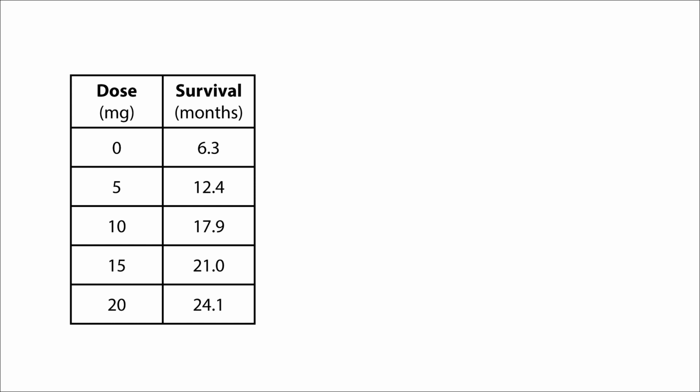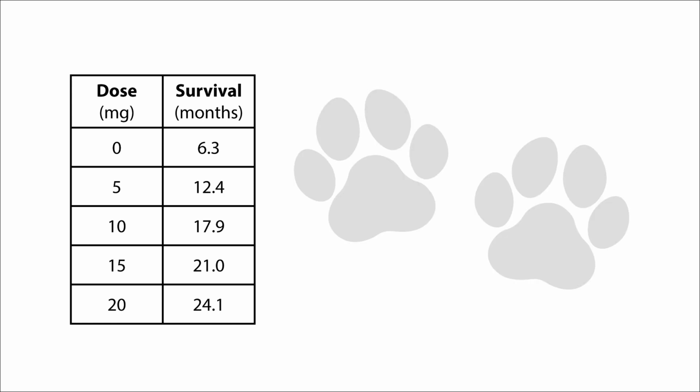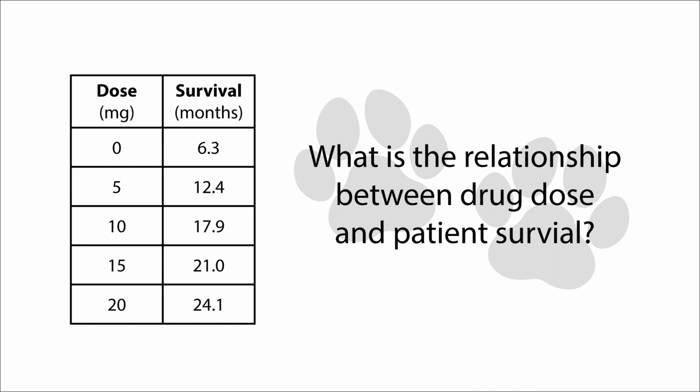Let's try to interpret those results just by looking at the numbers in the table, but without looking at a graph. As you can see, people who received the 0 milligram pill or the placebo version of your cancer treatment lived without additional cancer for 6.3 months on average. For people who took the 5 milligram dose of your new cancer drug, that time period increased to 12.4 months. Pause the video for a second and take a look at the table. What do you think about the relationship between dose of your new cancer drug and survival?